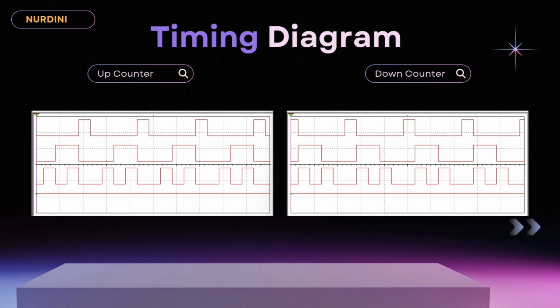For our down counter mode, Q1 still toggles every clock pulse. But now Q2 toggles when any higher bit, Q2, Q3, or Q4, is high. This causes more frequent transitions early in the cycle. Q3 follows a more conditional rule, toggling when Q2 is low and Q3 is high, or when Q4 is high. Q4 flips only when Q2 and Q3 are both low.